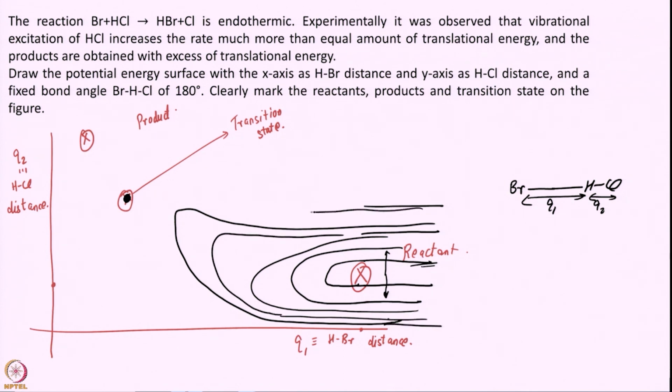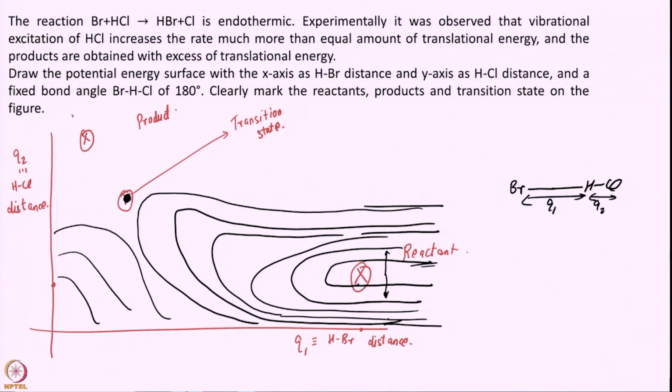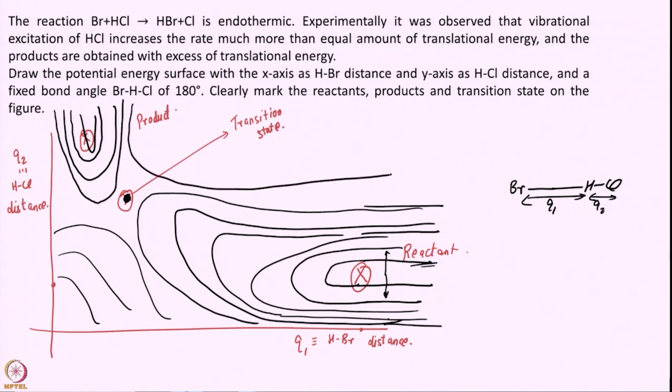Okay. A qualitative figure, and the same thing around the product. I will get surfaces that will look like this, the same argument, but the transition state is just sitting closer to the product. So, that is your potential energy surface.